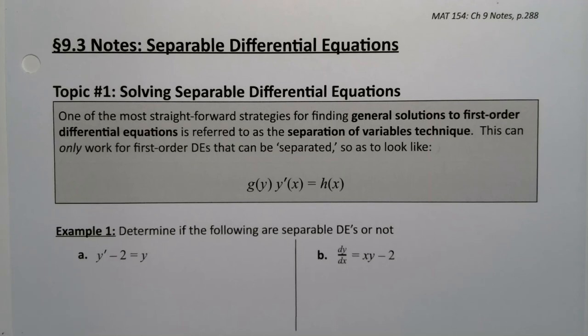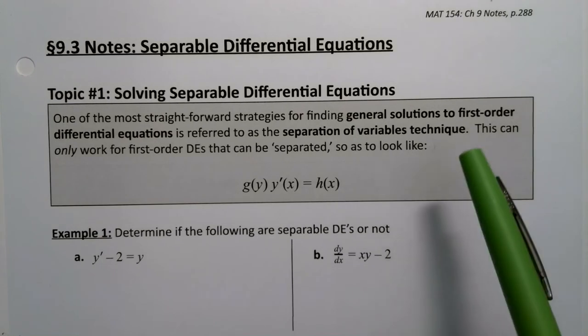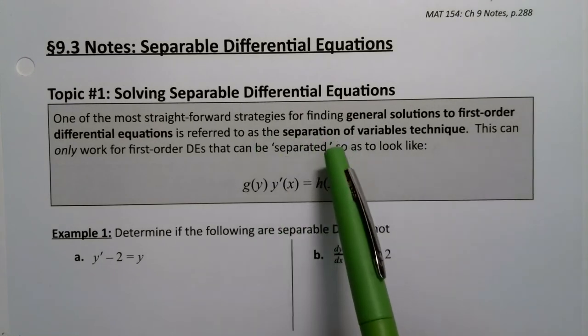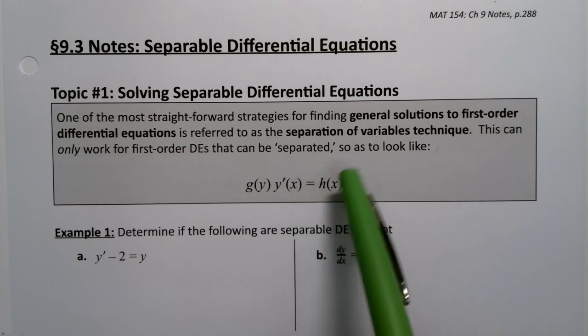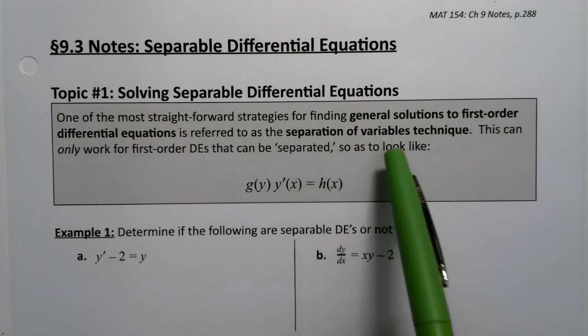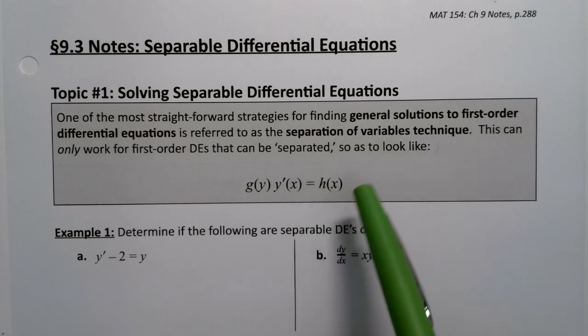In section 9.3, we're going to learn how to solve a certain type of differential equation called a separable differential equation. You'll be happy to know this is the easiest kind of differential equation there is to solve. For more difficult versions, you can take a differential equations course. A separable differential equation is one that has a really easy strategy to solve, called the separation of variables technique. That's what makes it so easy to solve.